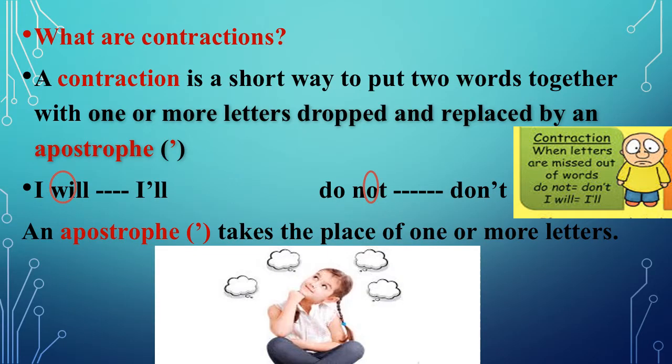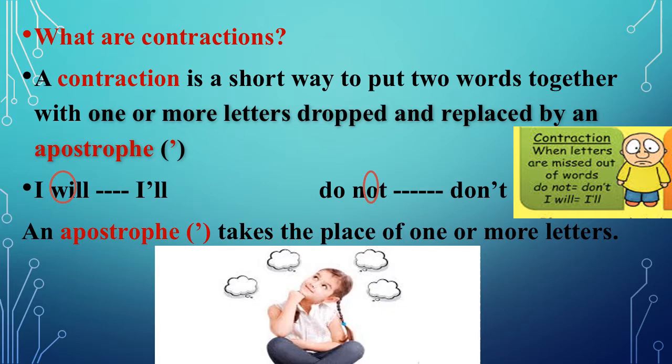What are contractions? First, we need to know what we mean by the word contraction. A contraction is a short way to put two words together with one or more letters dropped, or cancelled, or crossed, and replaced by an apostrophe. What does it mean? Like this example.